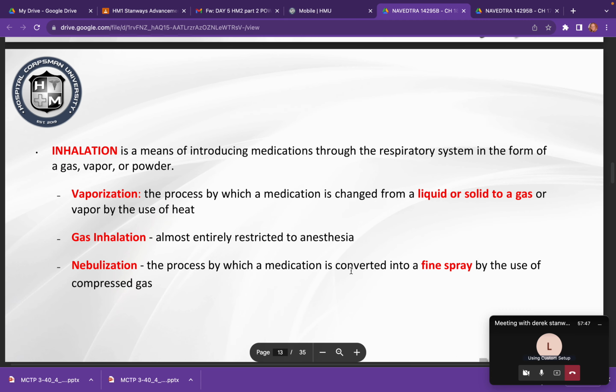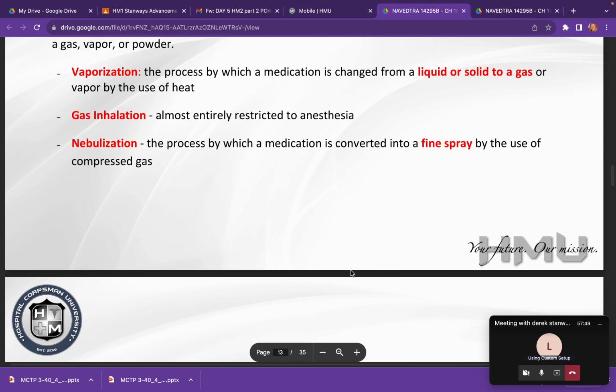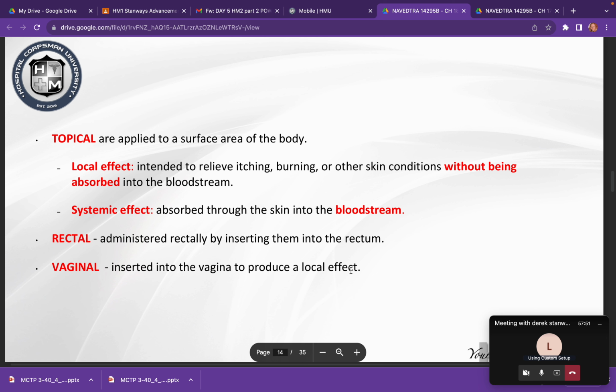The topicals, anything that goes on their skin, those are kind of self-explanatory. Rectal, and so on. I'm just going over all the categories that you can encounter for medication.